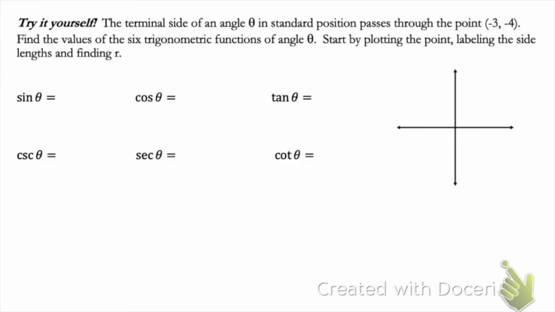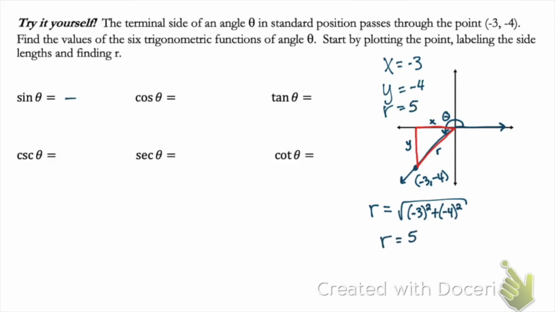Okay, I want you to pause your video, and now try this problem on your own. Remember, start by plotting the point (-3, -4), drawing your angle, and finding your x, y, and r value. Be sure to always simplify any fractions that you can simplify. So for example, for tangent of theta, I had -4 over -3, which is just a positive 4/3.